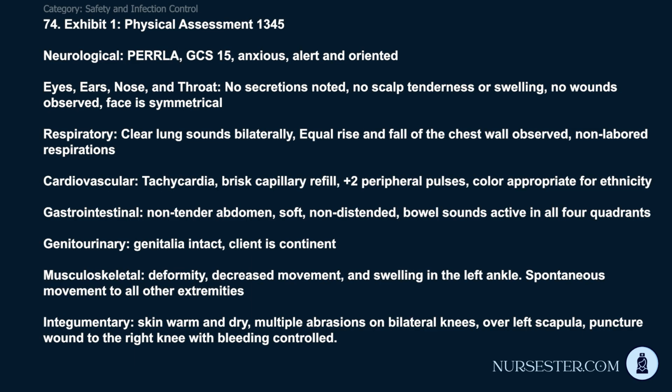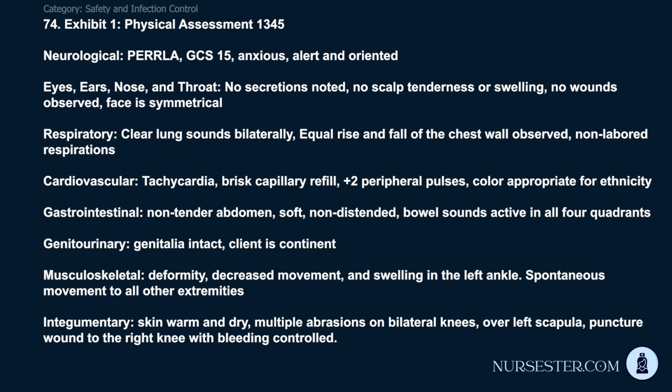74. Exhibit 1, Physical Assessment 1345. Neurological: PERLA, GCS 15, anxious, alert and oriented. Eyes, ears, nose, and throat: no secretions noted, no scalp tenderness or swelling, no wounds observed, face is symmetrical. Respiratory: clear lung sounds bilaterally, equal rise and fall of the chest wall observed, non-labored respirations. Cardiovascular: tachycardia, brisk capillary refill, +2 peripheral pulses, color appropriate for ethnicity.